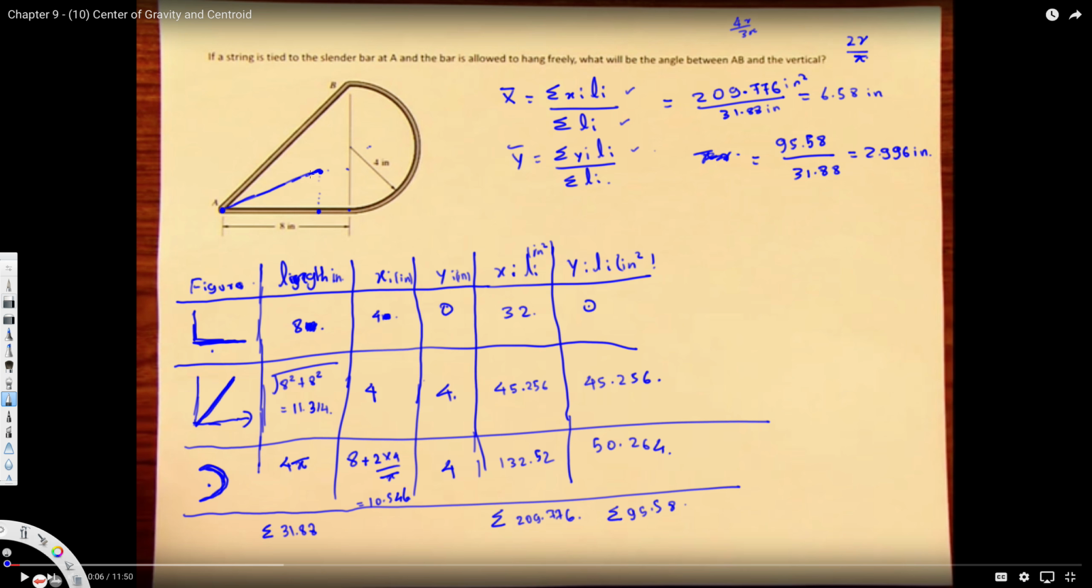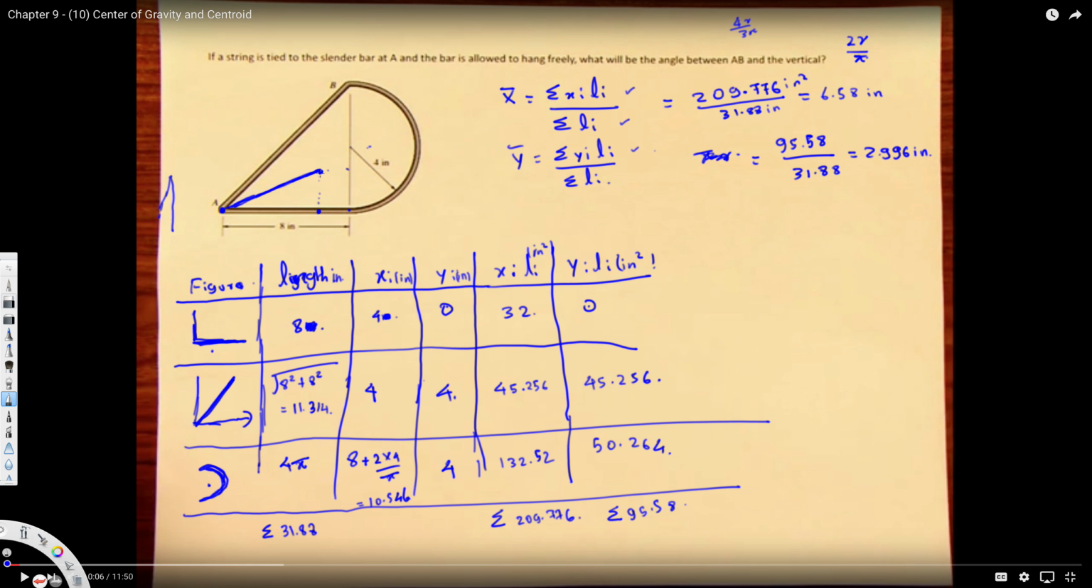The question is not asking for the centroid, right? The question is asking: if a string is tied to the cylinder bar at A, so they are tying a string right here, and the bar is allowed to hang freely, what will be the angle between AB and the vertical? When you allow this to hang freely, this object will rotate down, and this will be the exact vertical. This will be a straight line, and the others will be moving to the other side.